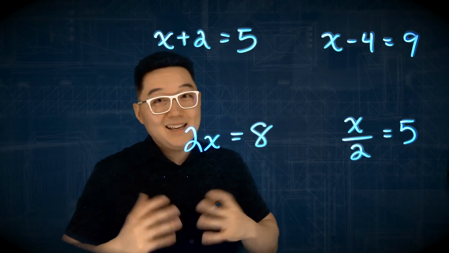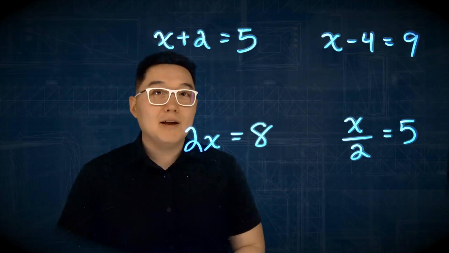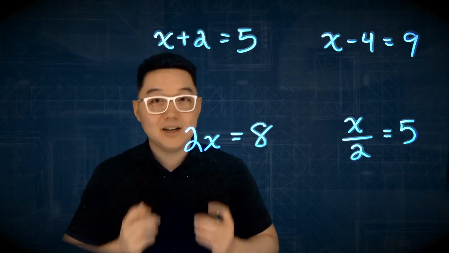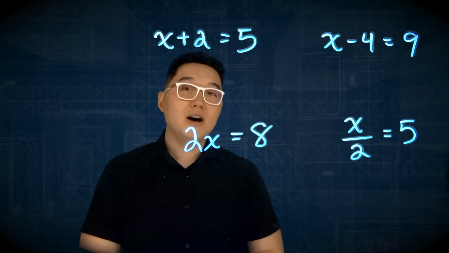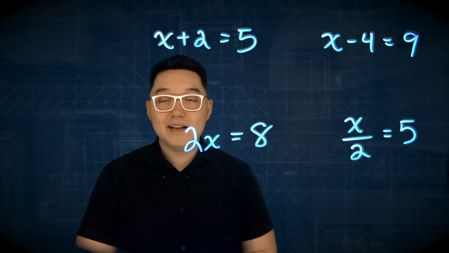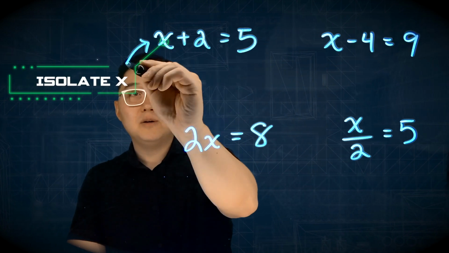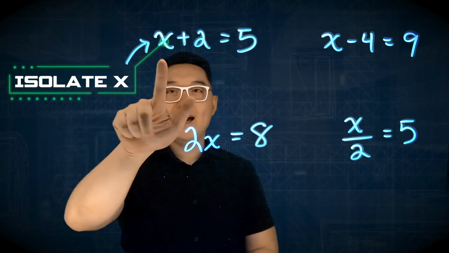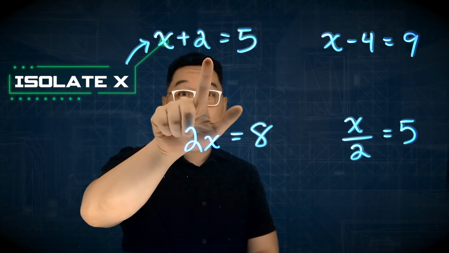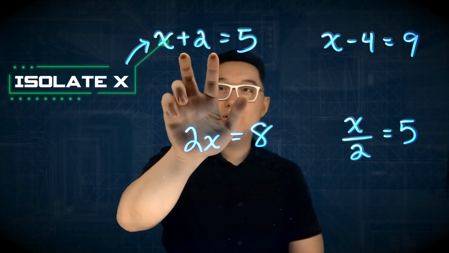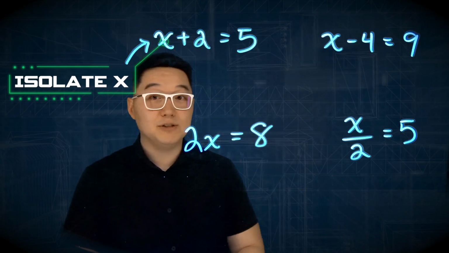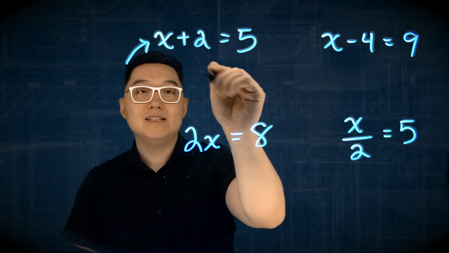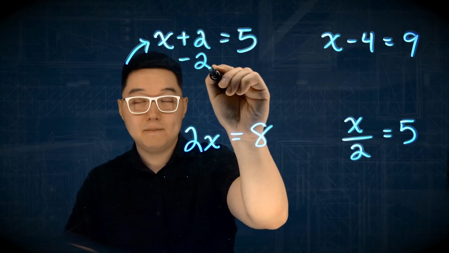Now that was a very easy equation to solve. But when I ask you to solve the equation algebraically, here's how you do it. To solve an equation, we need to isolate for the variable x. We're going to get x by itself. Right now, x is being added with 2. So how do you remove something that says adding by 2? The opposite of adding by 2 is to subtract by 2.